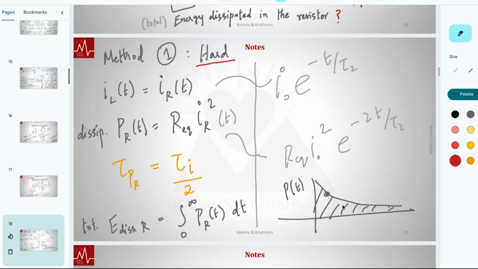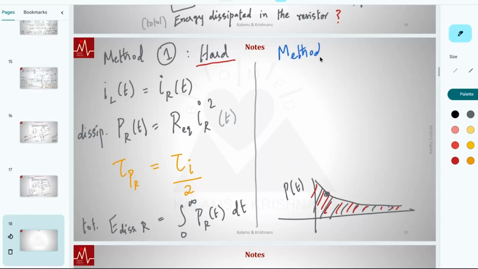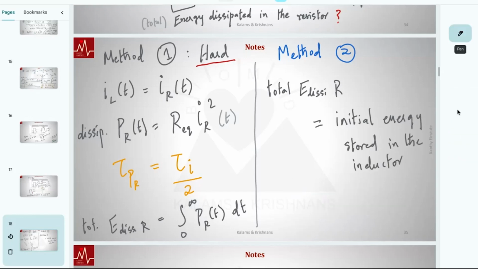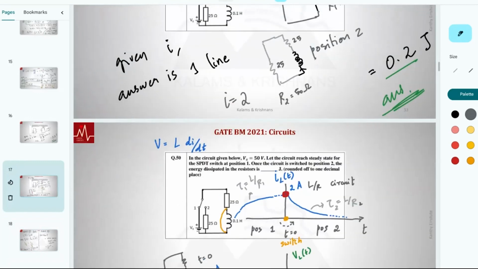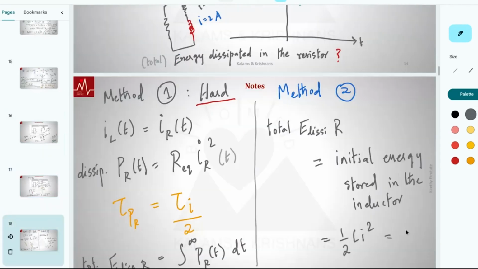What is this? Power as a function of time, and then finding the area under it. There is also an easy method that we discussed at the end of class yesterday. So these are extraneous. Let me erase them. The total energy dissipated in the resistor was the initial energy stored in the inductor. Initial energy happens to be half L I squared. You know the initial current. So can we quickly do how much is this? I think you gave an answer yesterday. With the inductance 0.1, it is 0.2 joules, right?